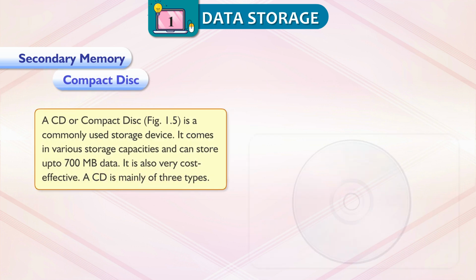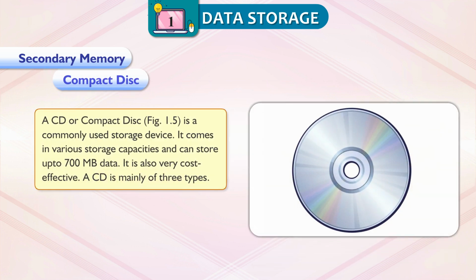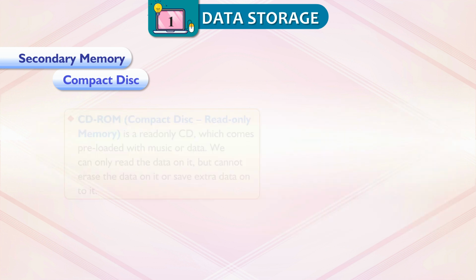Compact disk. A CD or compact disc, refer to figure 1.5, is a commonly used storage device. It comes in various storage capacities and can store up to 700 MB data. It is also very cost-effective. A CD is mainly of three types.